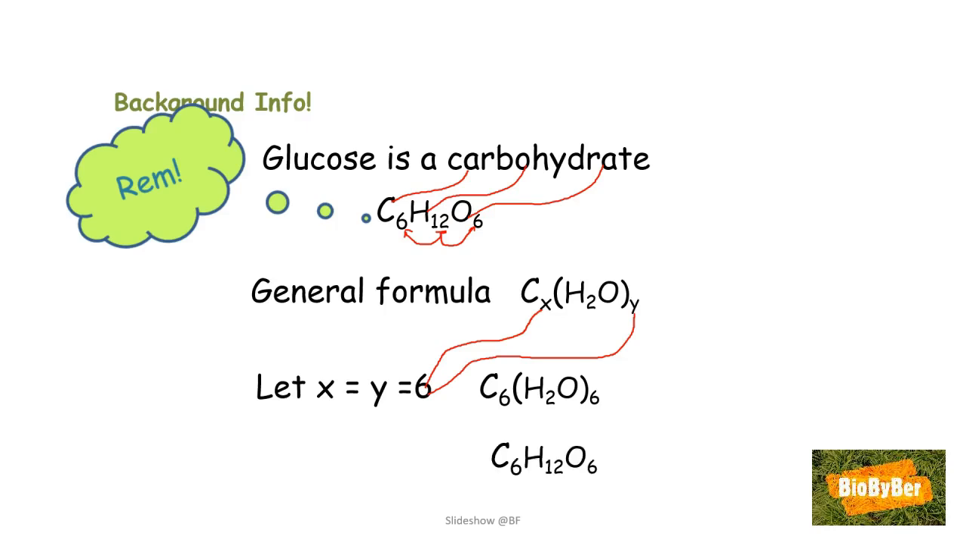Now, working out the brackets from a mathematical point of view: C6, 2 6s are 12, so it's H12O6. Hence, we have the general formula for glucose. It can be represented by CxH2O in brackets Y.